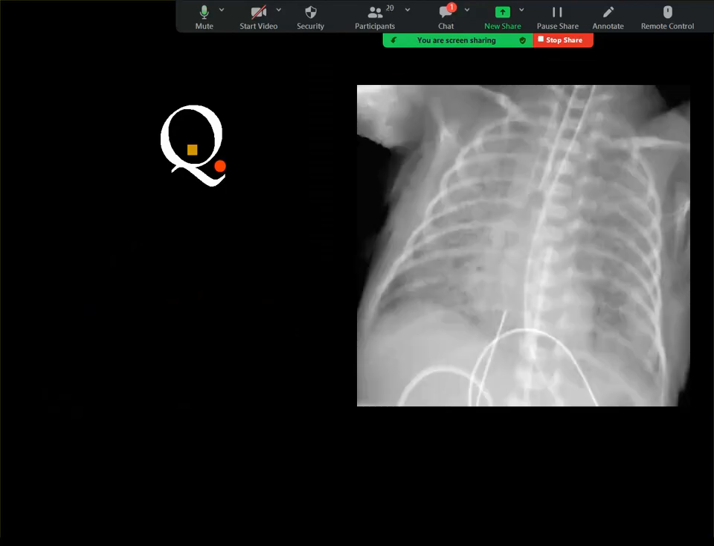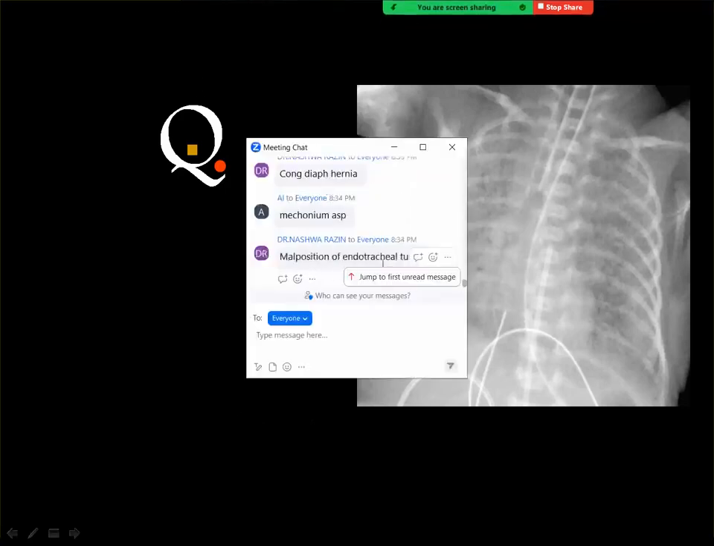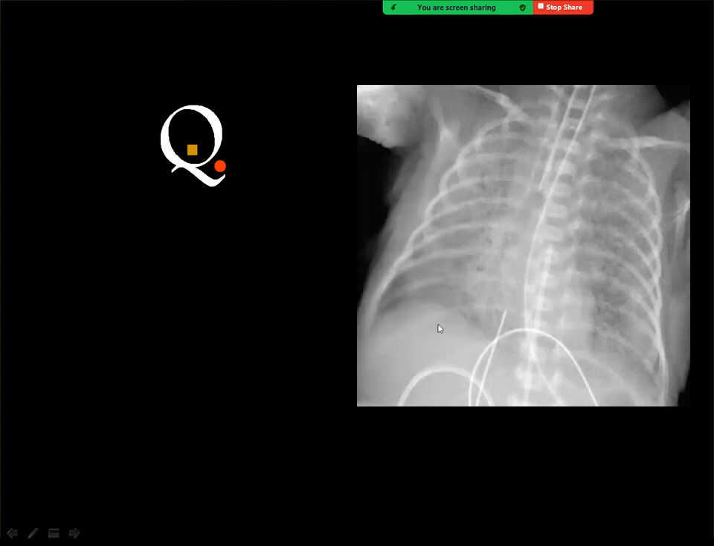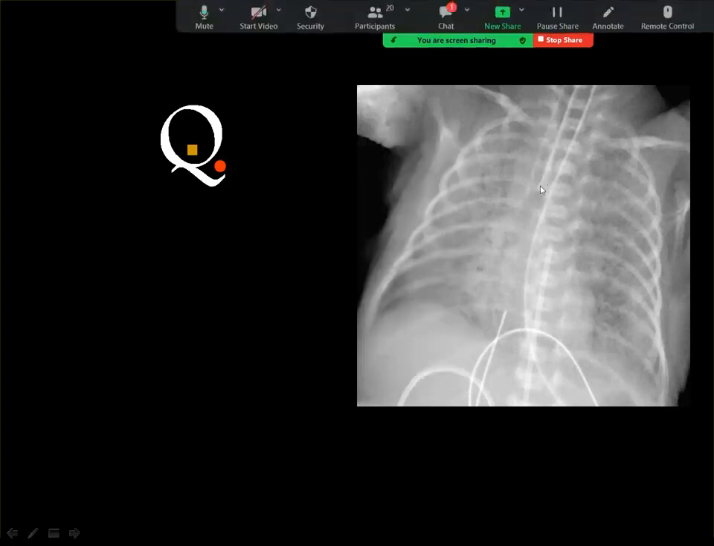This is a chest X-ray of a unit also in the intensive care, and you can see a similar appearance to the hyaline membrane disease, which is true, but the question here is about one of the tubes that is not in its accurate location. Yes, and this is malposition of the endotracheal tube. This is the edge of the endotracheal tube.